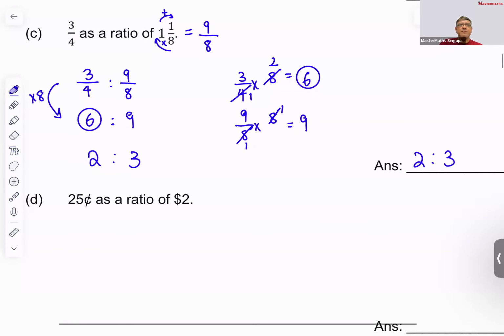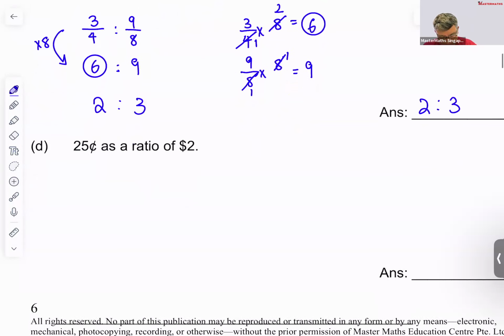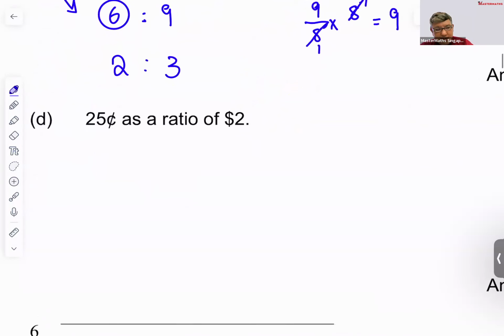They're not going to give you one simple working and that's it. You get an answer and you're happy about it. No. They're going to make you work for the marks. Okay? 20 cents as a ratio of $2.